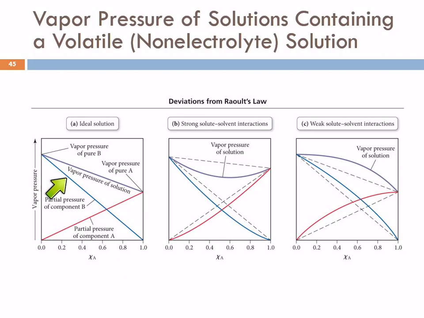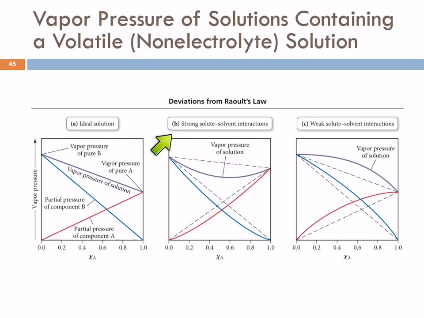The vapor pressure of B is in blue, the partial pressure. When the mole fraction of A is 0, the mole fraction of B is 1. And so its vapor pressure is equal to the pure vapor pressure. And it decreases linearly to 0. For a mixture, you just add the two vapor pressures, and we also get a straight line. That's an ideal solution.